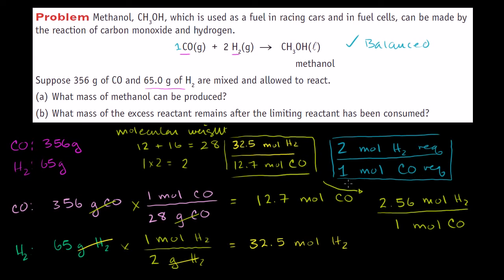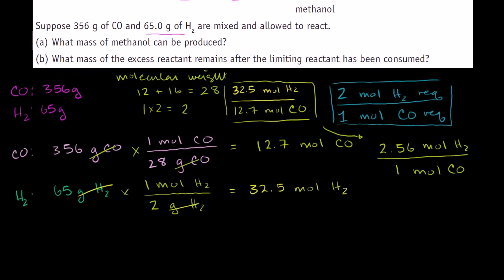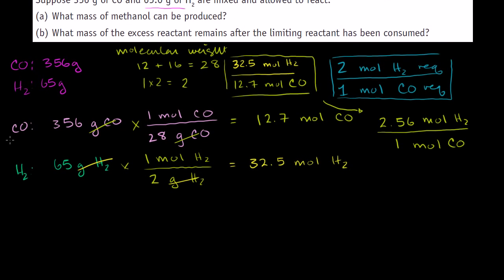Based on what they've given us, we just figured out that we have 2.56 moles of hydrogen for every mole of carbon monoxide. So we have more than enough hydrogen, right? We only need 2 for every mole. We have 2.56, so we have an excessive amount of hydrogen. So hydrogen is the excess reactant, and the other one is going to be the limiting reactant.